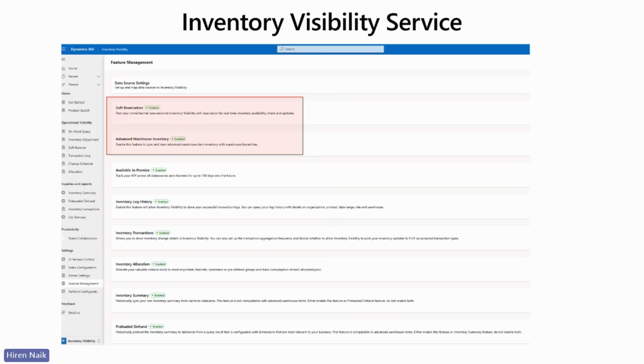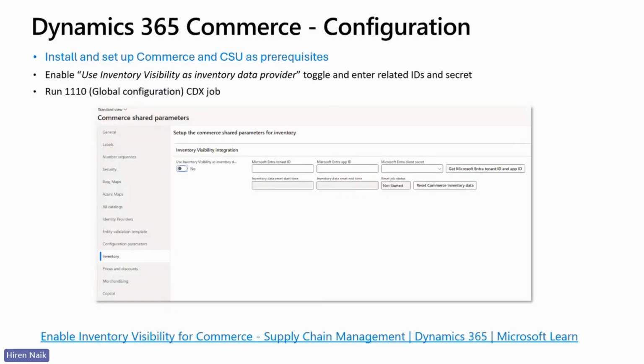So these are the basic setup steps you need before you go ahead and configure inventory visibility service as a data source for Dynamics 365 Commerce. For Dynamics 365 Commerce, you can go into the retail and commerce module, and in the commerce shared parameters, under the inventory tab, you will find a field that says use inventory visibility as inventory data source or inventory data provider. This is the flag which you will have to enable.